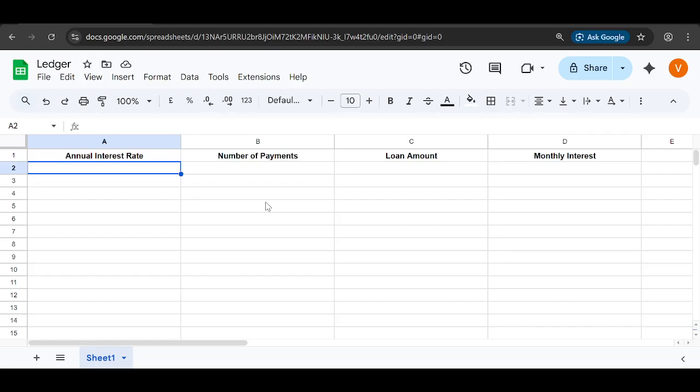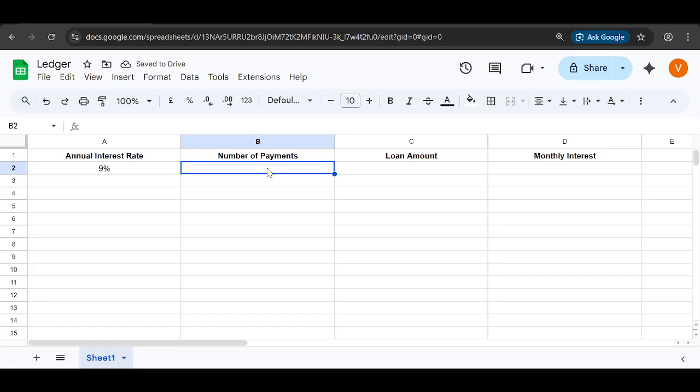Next, enter your actual values. In A2, put your annual interest rate, for example, 9%. You can type it as a percentage or as a decimal like 0.09. Both work in Sheets.